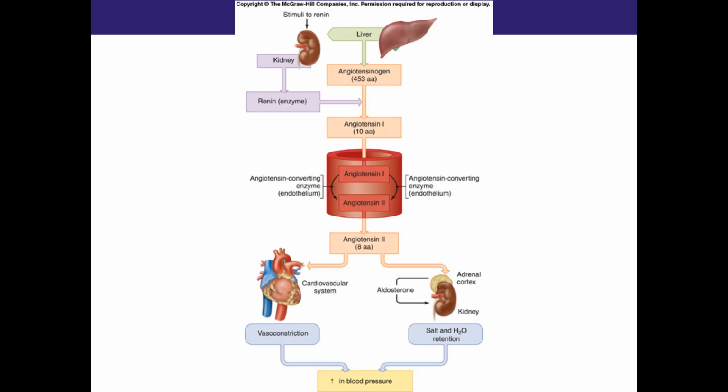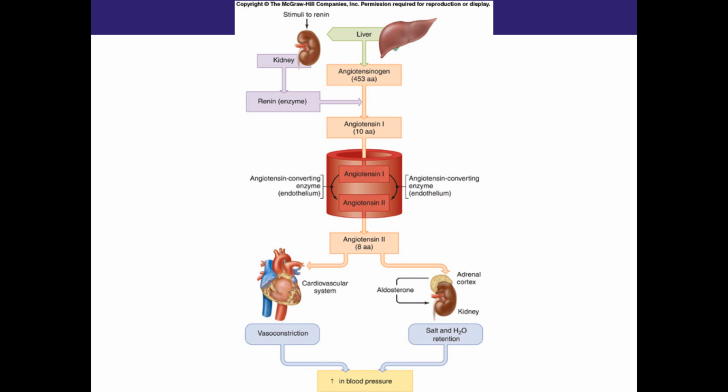In the endothelium, in your blood vessels, you have another enzyme called ACE. ACE is angiotensin converting enzyme. Okay? And it converts angiotensin 1 to angiotensin 2. This is the active form. That's why ACE inhibitors are so effective in combating high blood pressure.